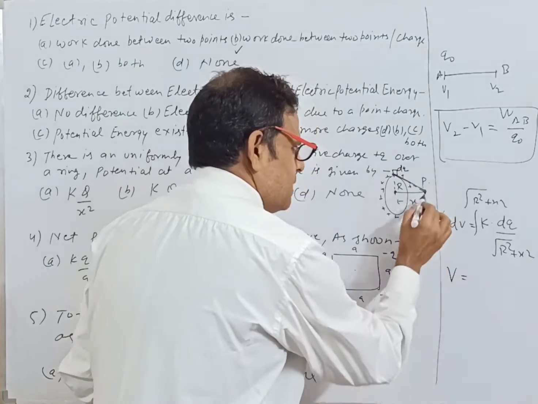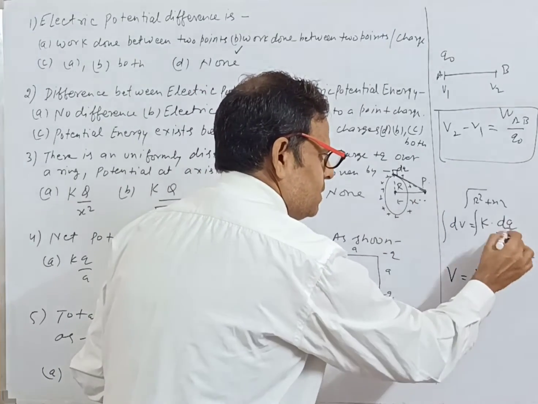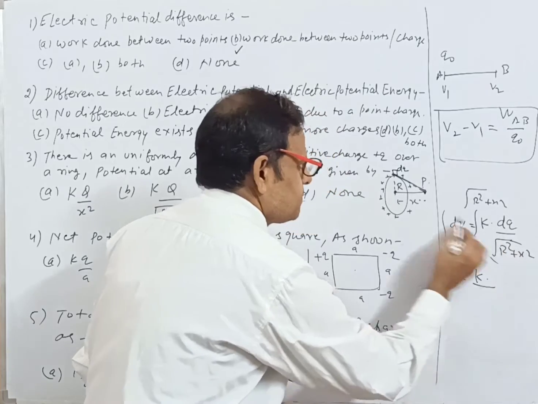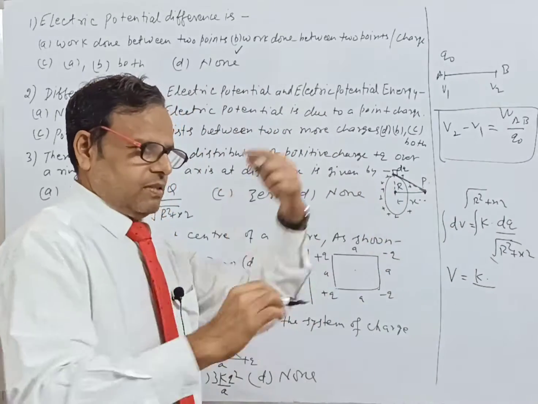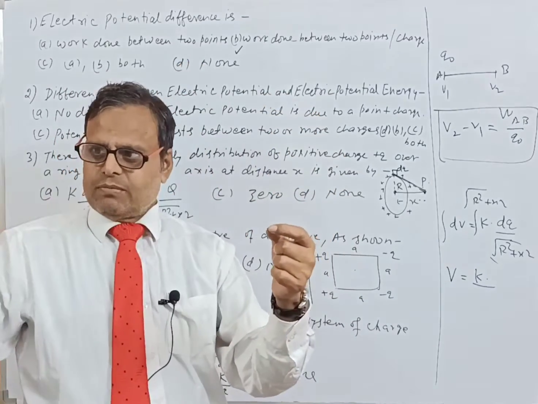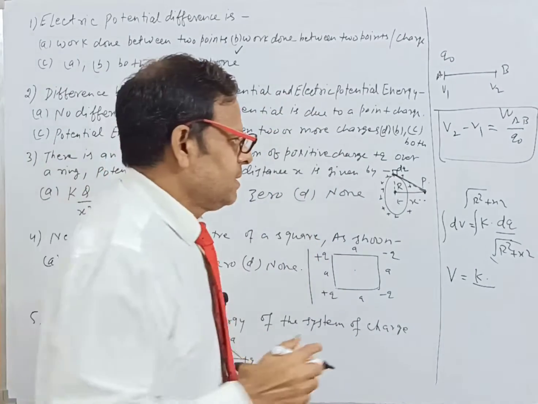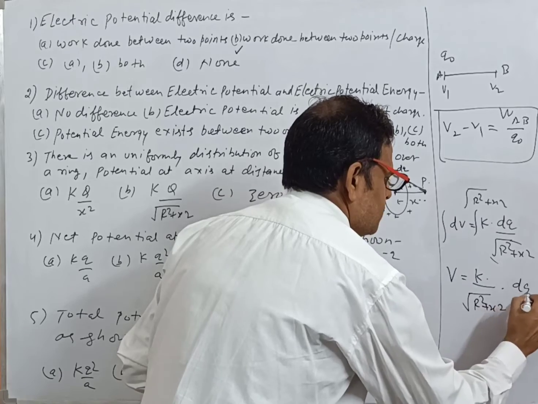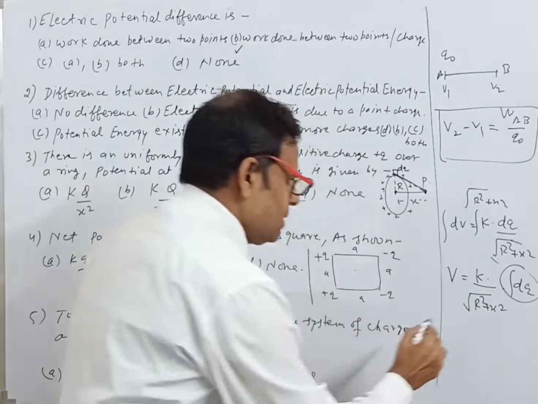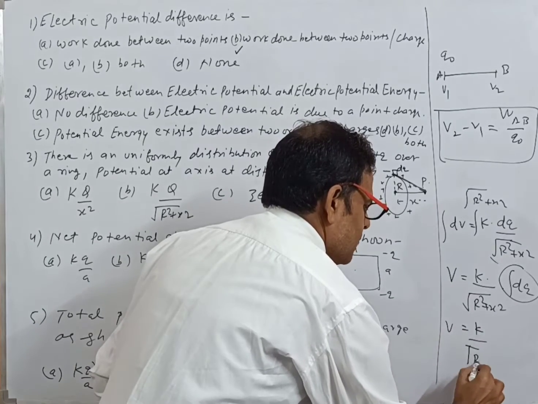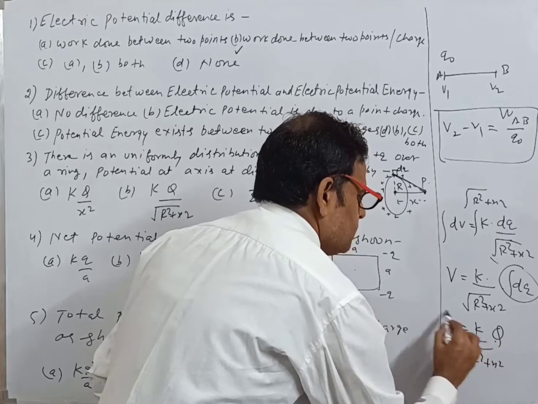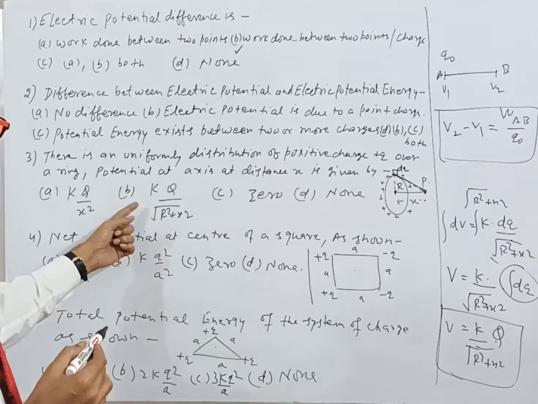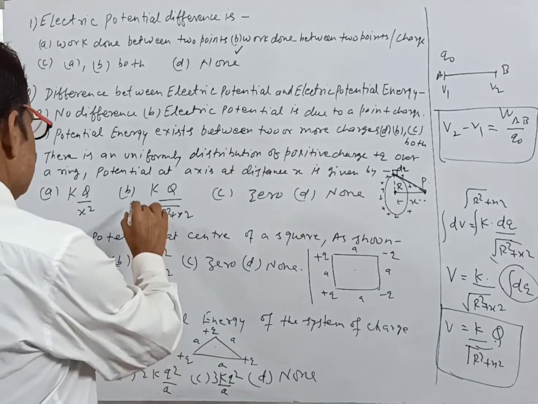That means the total potential at this point P will involve the total dq. The distance is also constant, because the distance of each point on the circular ring from this point will be equal. So this will be treated as constant also. And the integration of dq means the total charge q, so that would be equal to k by under root r square plus x square into q. This would be the answer: kq by under root r square plus x square.